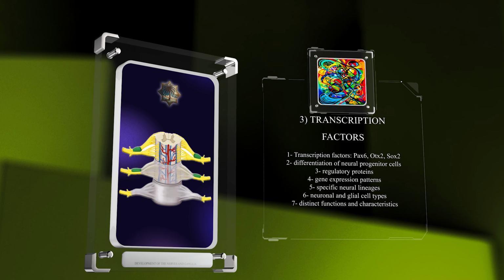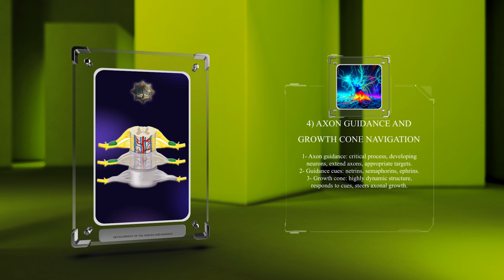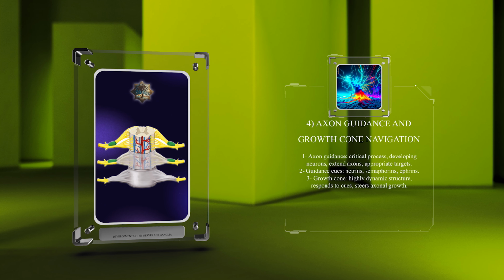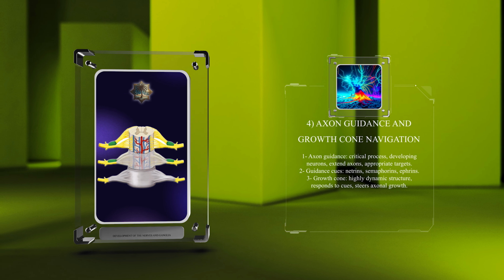Axon guidance is a critical process that enables developing neurons to extend their axons towards their appropriate targets. Within the embryonic environment, a plethora of guidance cues, such as netrins, semaphorins, and efferents, provide directional signals to growing axons. At the leading edge of the axon, the growth cone, a highly dynamic structure, responds to these cues and steers axonal growth towards their intended destinations.